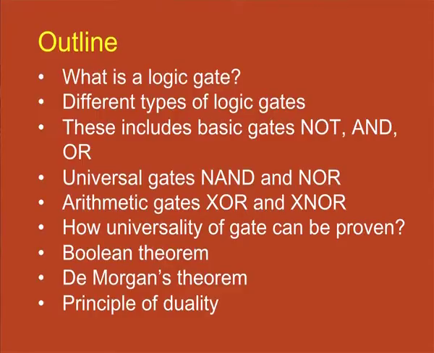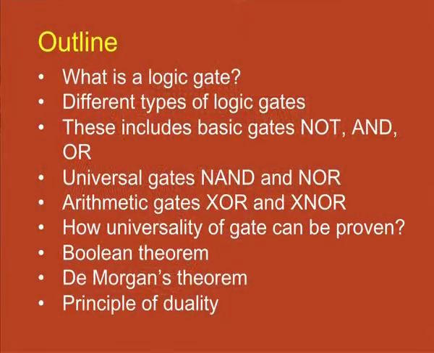Then we will discuss how universality of gate can be proven and what is the benefit of using universal gate in logic circuits. Then we will discuss three important theorems, and that is Boolean theorem, which constitutes more than one theorem. Then we will discuss De Morgan's theorem, and finally, we will discuss principle of duality.